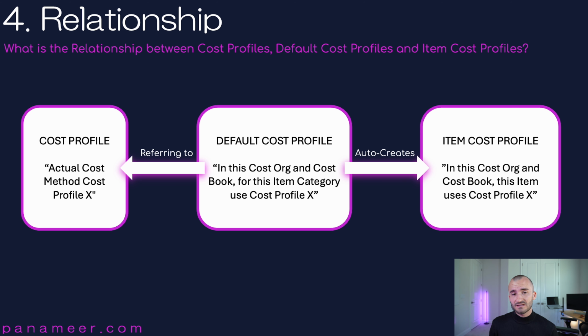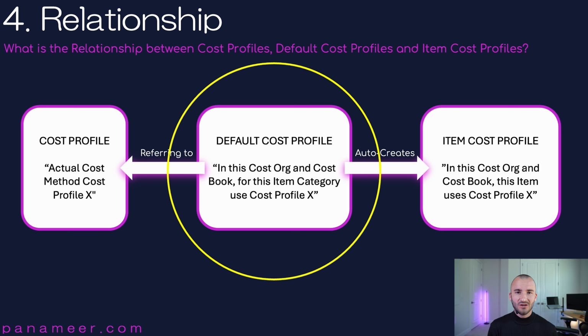So what the default cost profile does is it's referring to the cost profile X, and it auto creates a new item cost profile whenever a new item in the system is created that matches the cost org, cost book, and item category that we have predefined in this specific set of rules.